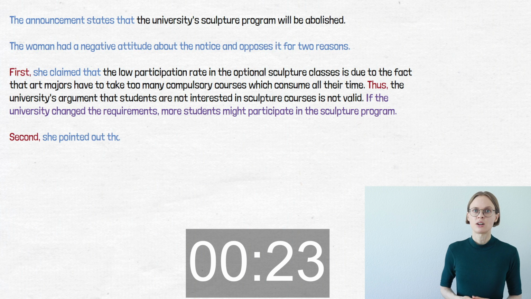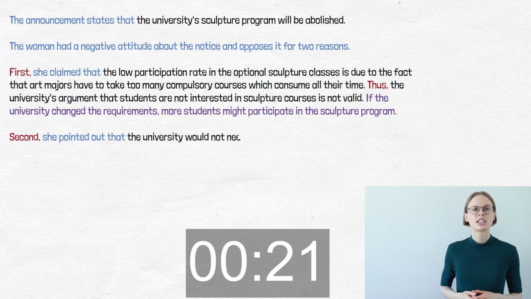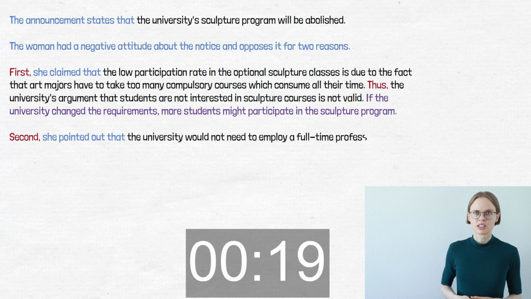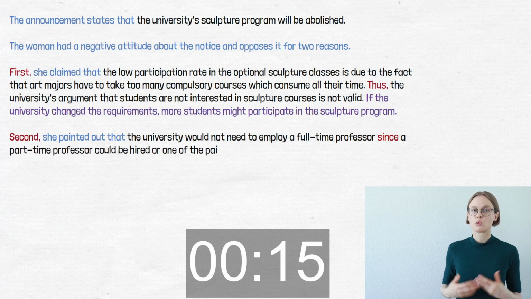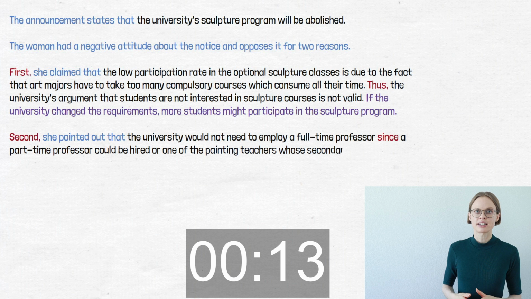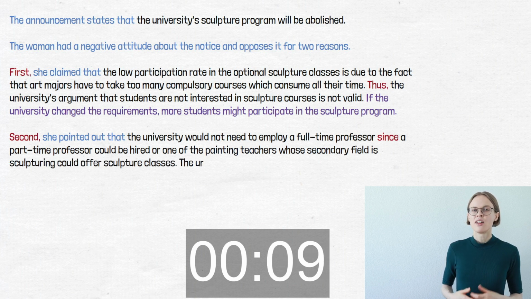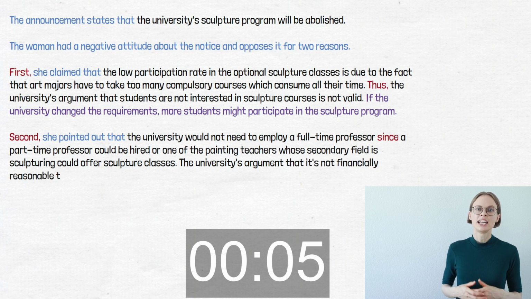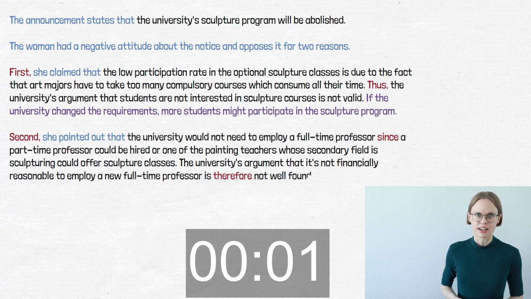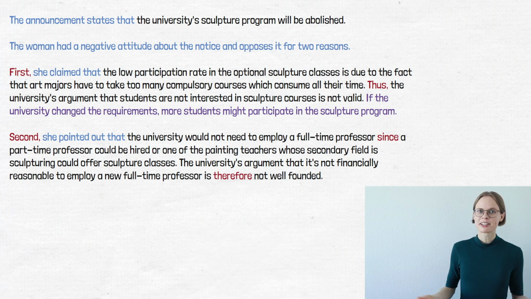Second, she pointed out that the university would not need to employ a full-time professor, since a part-time professor could be hired, or one of the painting teachers whose secondary field is sculpturing could offer sculpture classes. The university's argument that it's not financially reasonable to employ a new full-time professor is therefore not well-founded. That's it. That's my answer to this question.